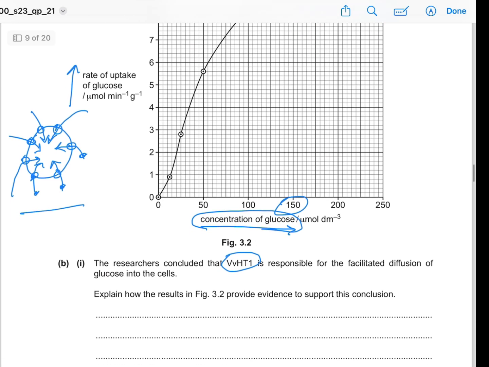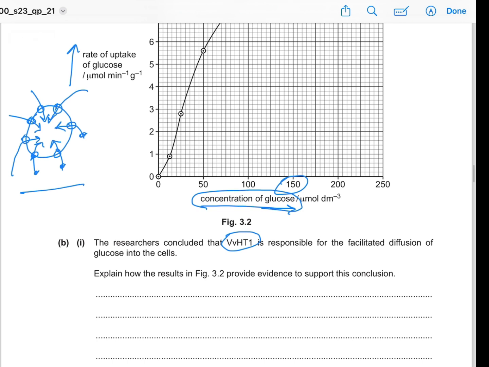B1, the researchers concluded that VVHD1 is responsible for the facilitated diffusion of glucose into the cells. So facilitated diffusion is the diffusion of molecules that uses transport proteins. You're supposed to explain how the results in figure 3.2 provide evidence to support this conclusion.